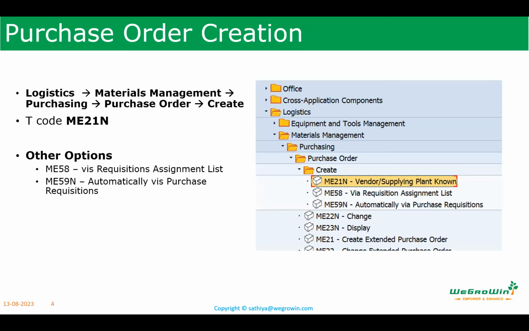How to create the purchase order? This is the menu path, where we go to purchasing, then purchase order, create. The transaction is ME21N. There are other things also. ME58, where we can do the purchase requisitions assignment list. We can assign the purchase requisition and create the purchase orders. Or ME59, where we can automatically convert purchase requisitions to purchase orders. Here automatic means it will not get converted automatically. We will select purchase requisitions, then we convert them into purchase orders as a mass.